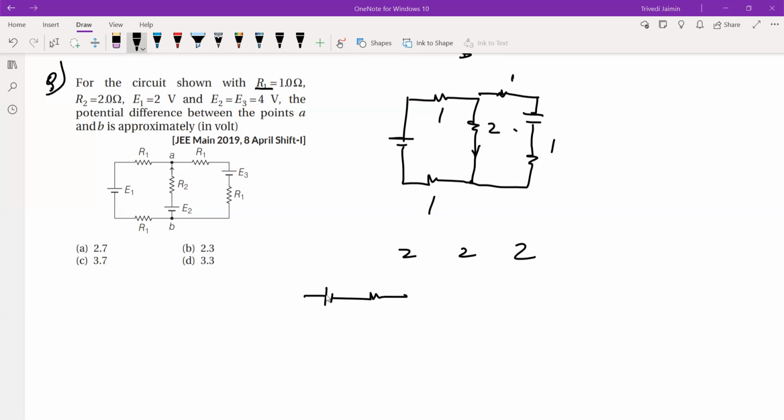Okay, you want the theory part also? Yeah, sure. We can go with theory also. Then let me just finish this question and we can go with theory also.